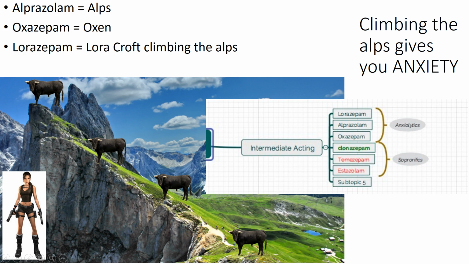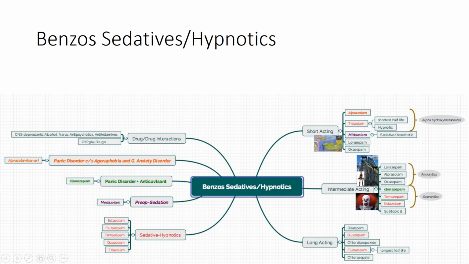Okay? So the way you remember this is these are the 3 anti-anxiety drugs. So you think climbing the Alps would cause you great anxiety. She's very nervous about climbing the Alps. Okay? So Laura climbs the Alps with the oxes. So now we're going to focus in on the next. We covered the Midazolam for this one. Now we covered here the lorazepam, alprazolam, and oxazepam. Now we're going to go into this panic disorder with clonazepam.